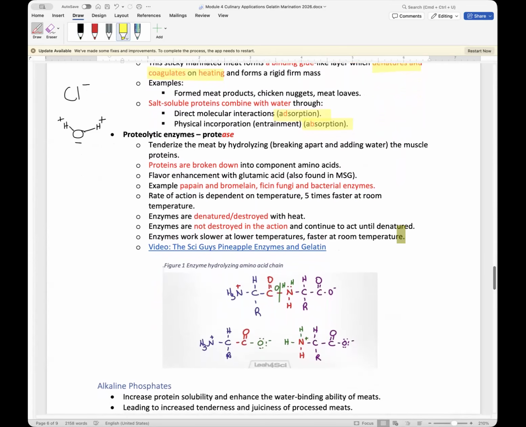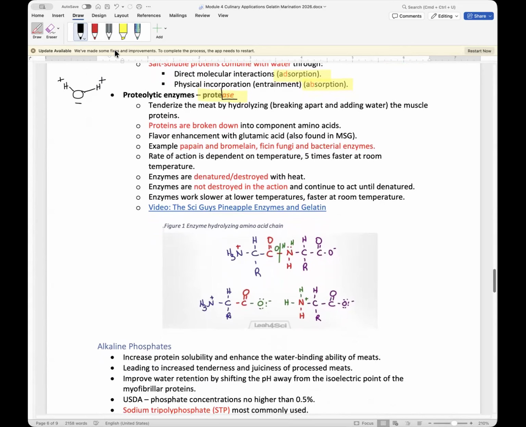So we can add enzymes, and these are called proteases, right? Protease is an overarching term that includes all of the enzymes that work on protein. We know that enzymes always end in ASE. We also know that enzymes are proteins. So the examples that they give here and the ones that we use are bromelain, ficin, and a few bacterial enzymes.